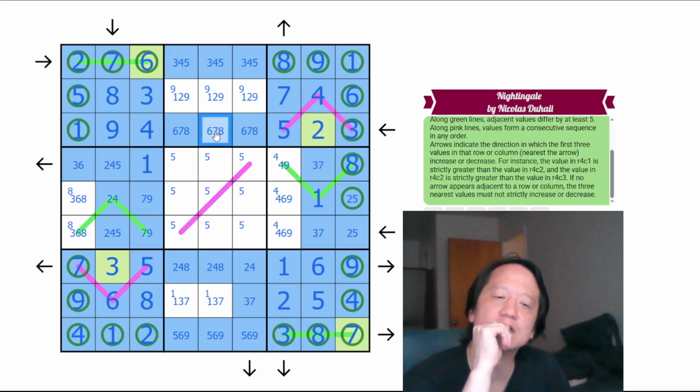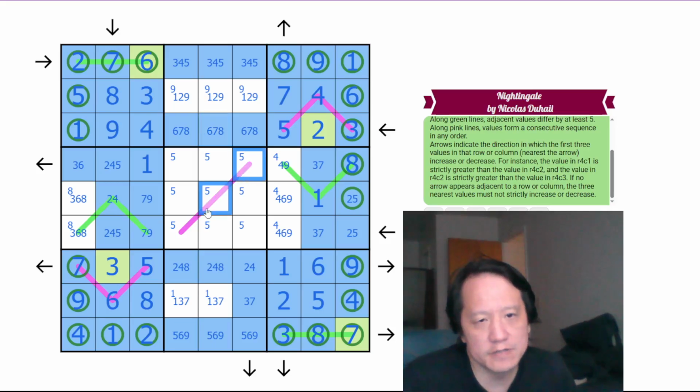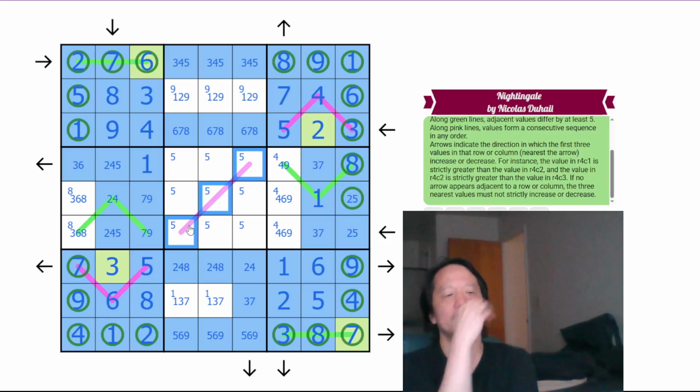How do these interact? If you had 5 here, doubled, you have to have 9 and 8 with it. But that seems perfectly fine. It's not very restrictive there.